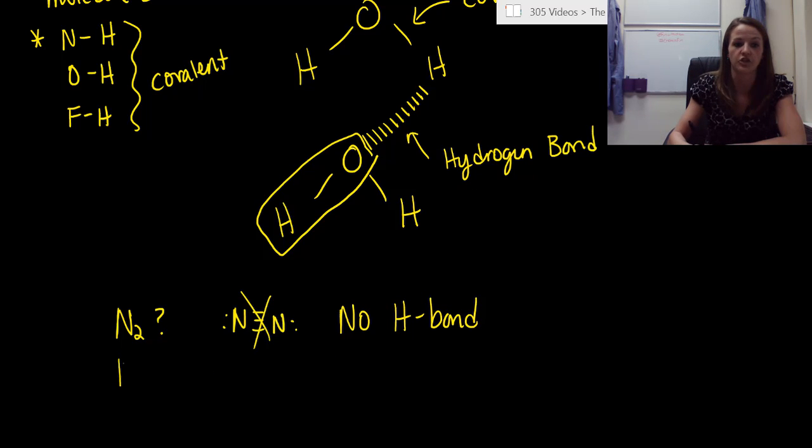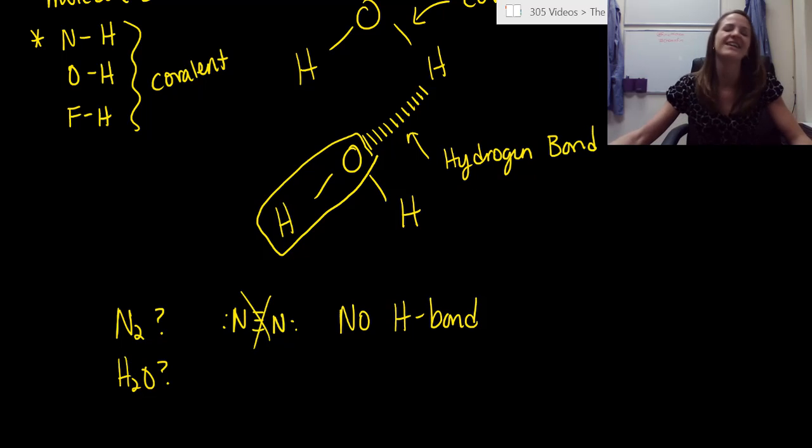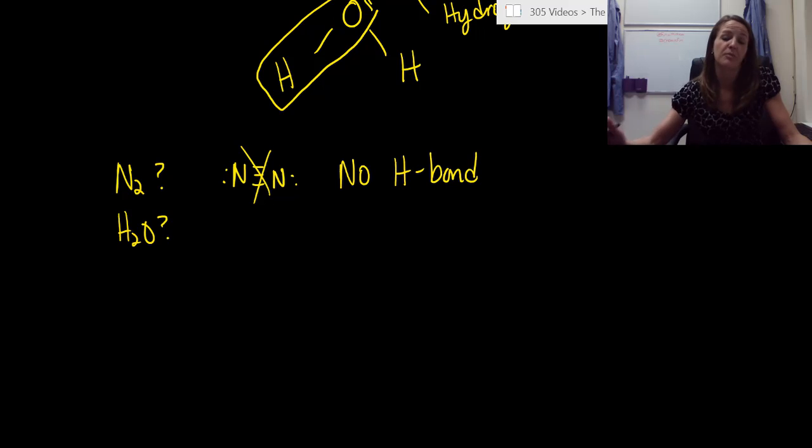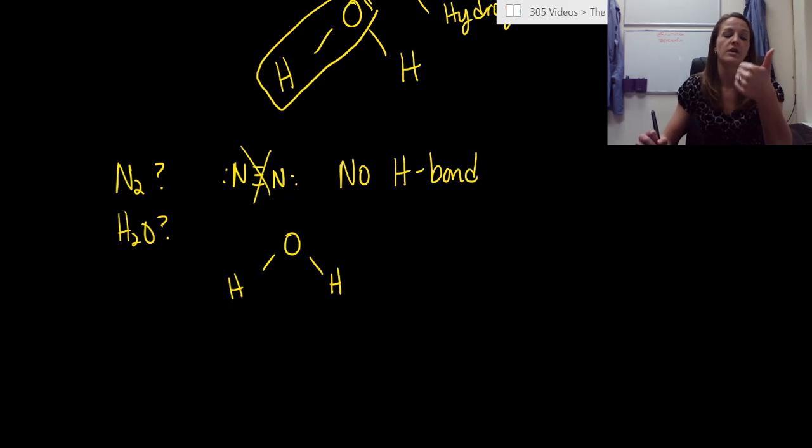Now, next question, H2O. Is there hydrogen bonding here? Go. All right, did you get an answer? Hopefully you did, but if you didn't, that's okay. Let me show you how I would have personally approached this problem. The first thing I would have done is drawn out my water molecule. So you draw out your molecule. That's number 1. Number 2, is there a hydrogen atom in the molecule?